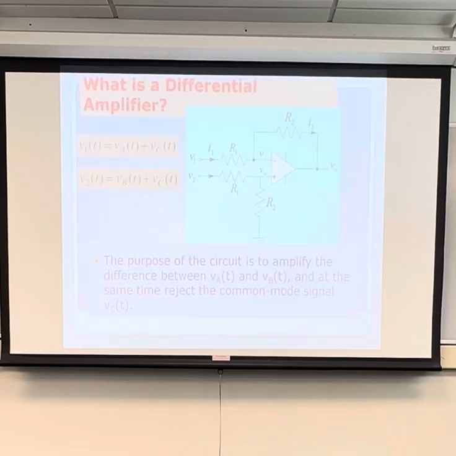So the purpose of this circuit is to amplify the difference between V sub A and V sub B, and at the same time reject these common mode waveforms called V sub C.